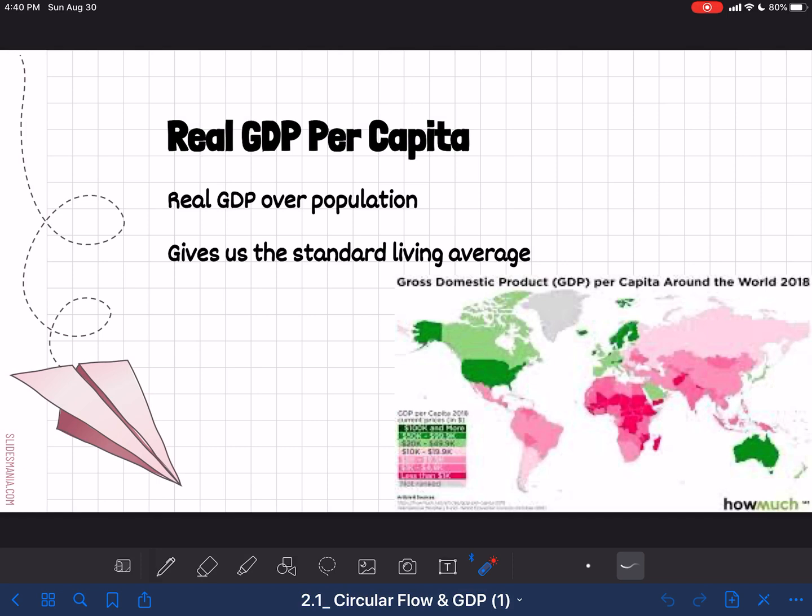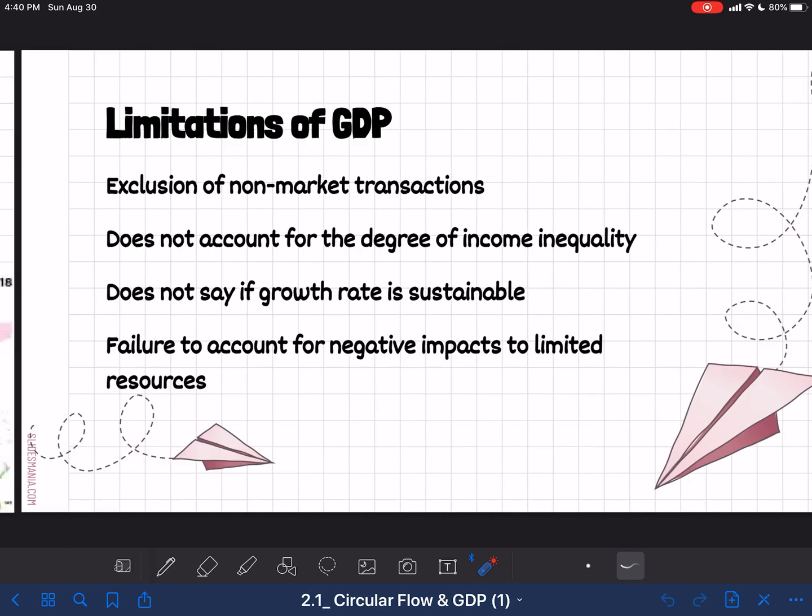Real GDP per capita is our real GDP over our population, and this gives us our standard of living average. This is a great way to put an individual dollar value on individual people. So it actually says each person in the U.S. is worth like $48,000, I think is the U.S. GDP per capita. So it gives us a much better picture of how productive a country or an economy is when we use real GDP per capita.